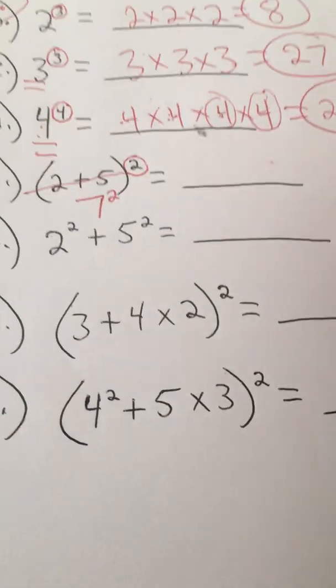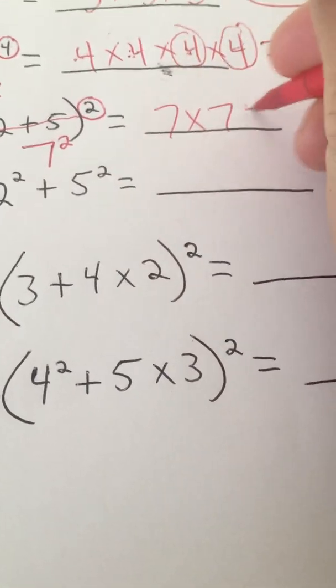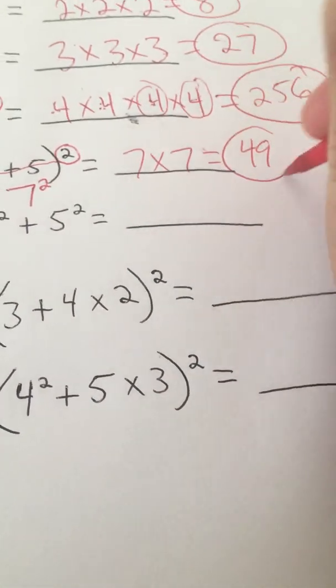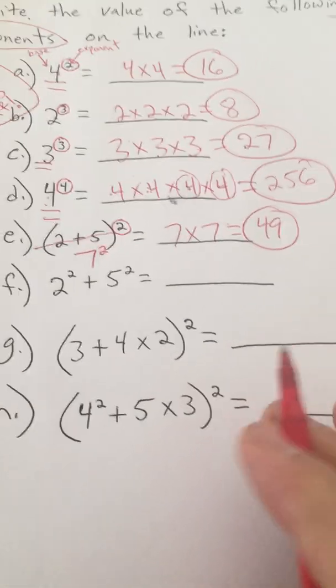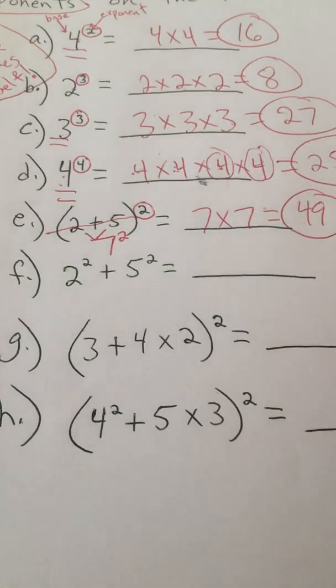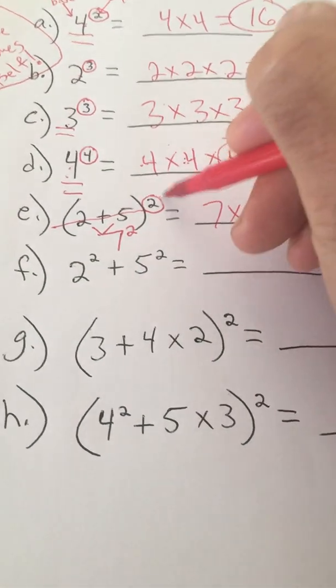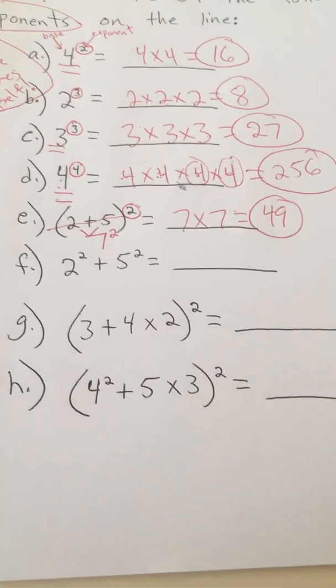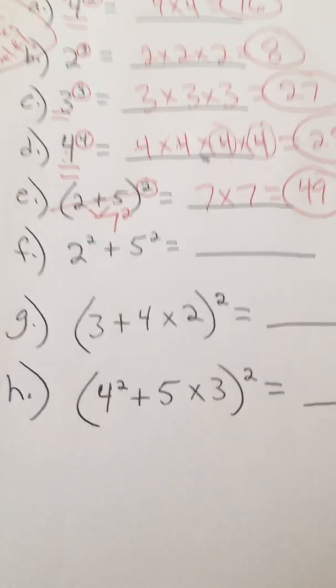7 to the second power, or 7 squared, is 7 times 7, which is 49. So the answer for E is 49. Okay, first you had to do the parentheses, which is 7. Then you do the exponents. 7 times 7, 7 squared is 49.